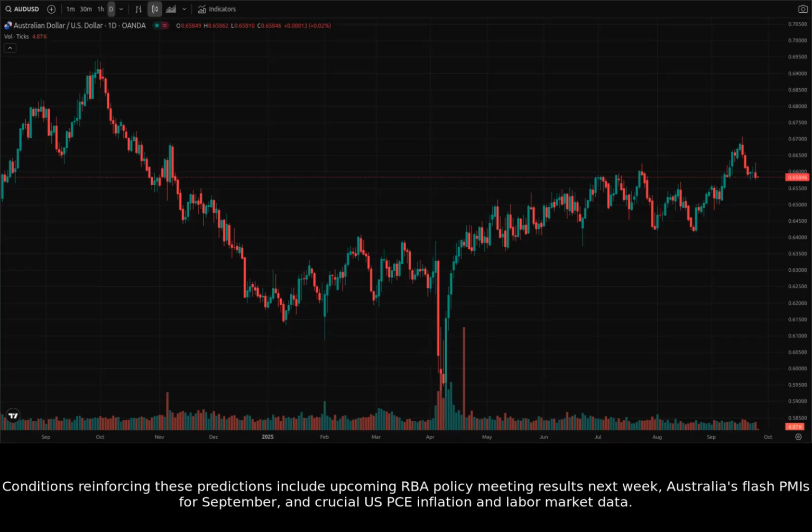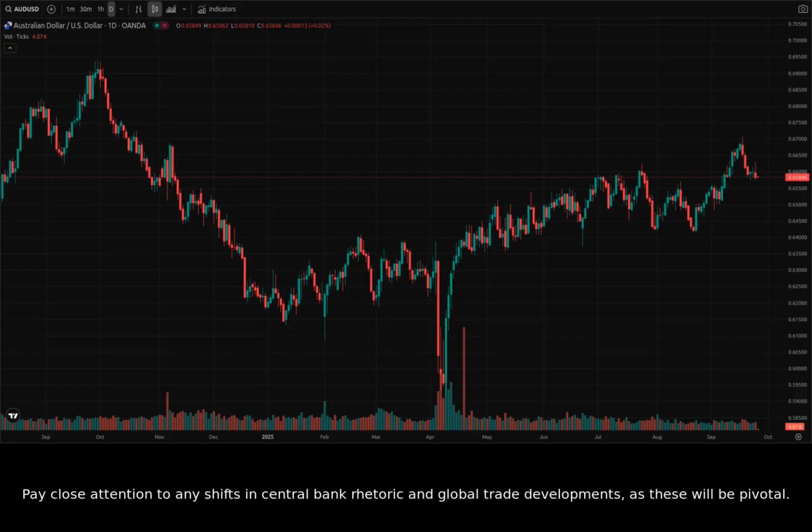Conditions reinforcing these predictions include upcoming RBA policy meeting results next week, Australia's flash PMIs for September, and crucial US PCE inflation and labor market data. Pay close attention to any shifts in central bank rhetoric and global trade developments, as these will be pivotal.